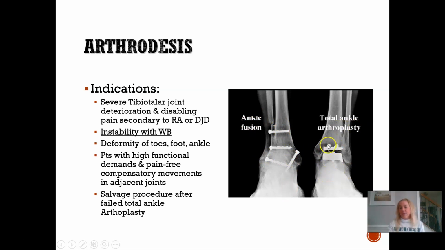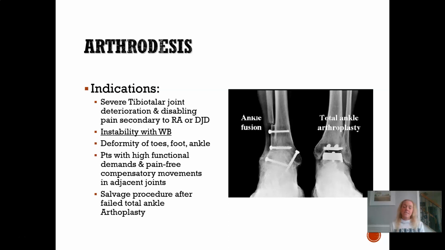So again, with the arthroplasty, we're resurfacing or replacing both the joint surfaces here. With an ankle fusion or an arthrodesis, we're actually just sort of closing off or clamping down or combining and joining some surfaces together. We're fusing them together with these screws.